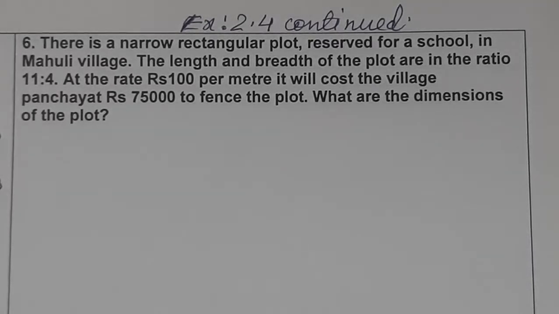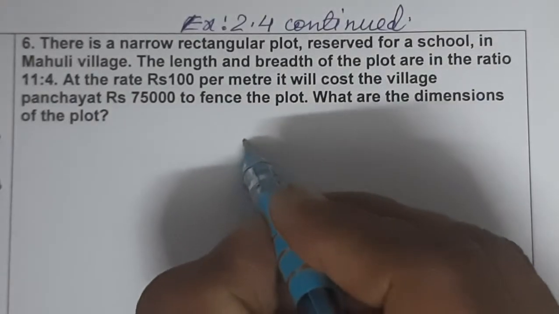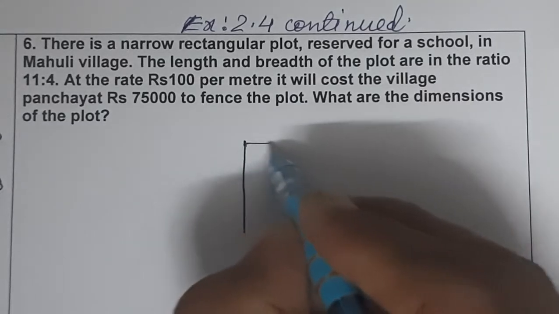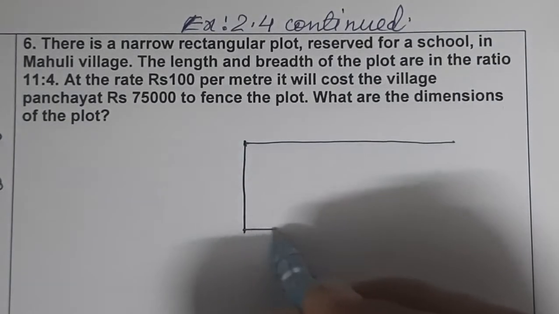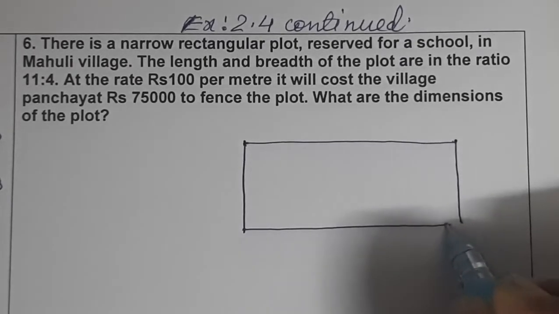Linear equation in one variable, exercise 2.4 question number 6. Now let us read the question. There is a narrow rectangular plot reserved for a school in Mahuli village. Narrow rectangular plot. So let's make one rectangular plot. This one plot, rectangular plot. And this plot is reserved for a school.